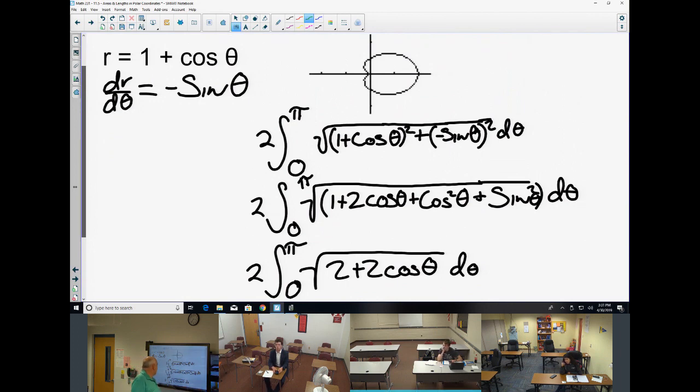So, how did you get rid of the negative sign? And with the sign? Because when you square it, it becomes positive. Okay. It's negative sign times negative sign is positive sine squared. Okay. And then cosine squared plus sine squared becomes 1. So that 1 becomes a 2.